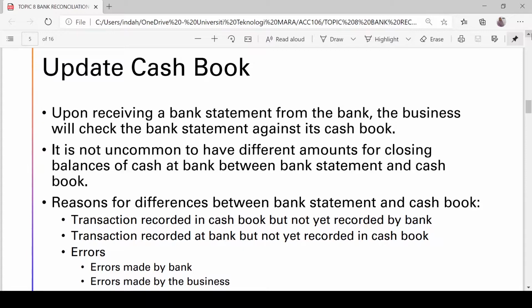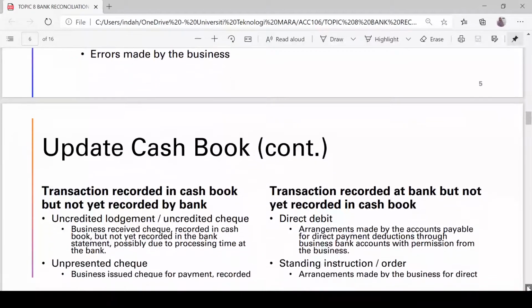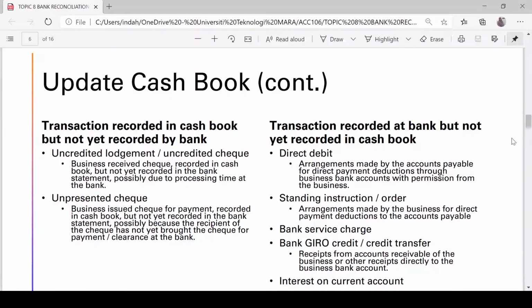So there is a possibility of that error being made. Next. I think the next one explains further about the transactions: the transactions recorded in the cash book but not yet recorded by the bank, and transactions recorded at the bank but not yet recorded in the cash book. Transactions recorded in the cash book, for example, you receive a check from your customer, or you issue a check to your supplier for the payment or any payment.